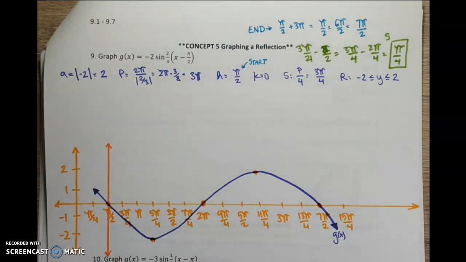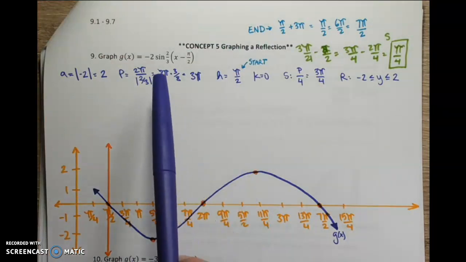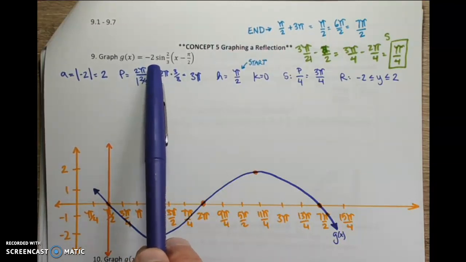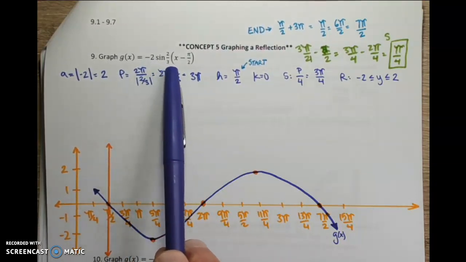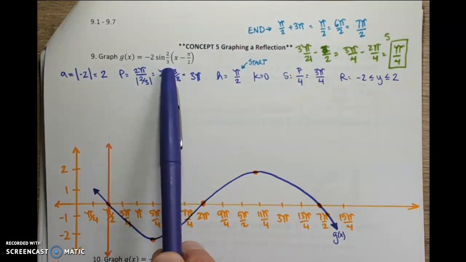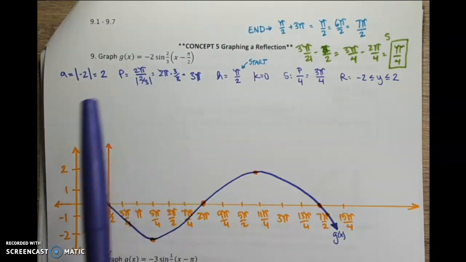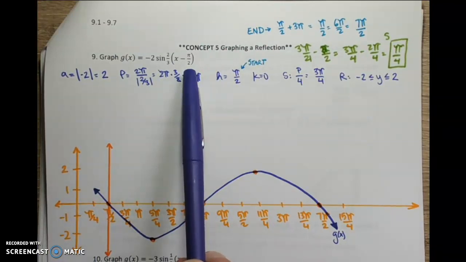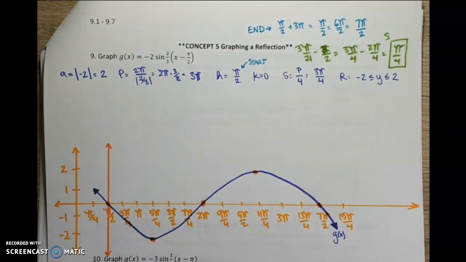As far as our transformation, I'm not going to write it here, but I have a reflection in the x-axis, vertical stretch by a factor of 2, horizontal shrink by a factor of 3 halves, and then a horizontal shift pi divided by 2 to the right. Okay.